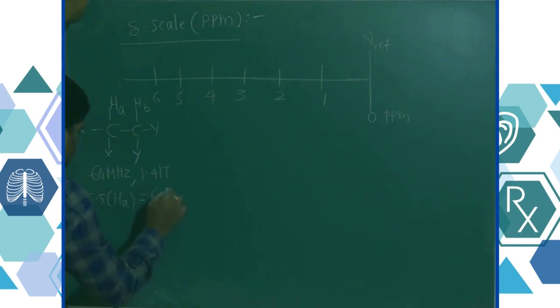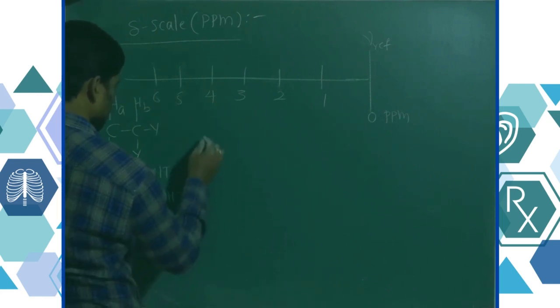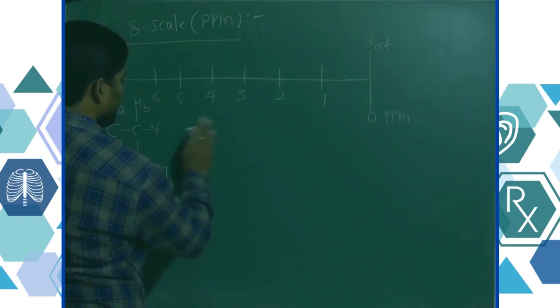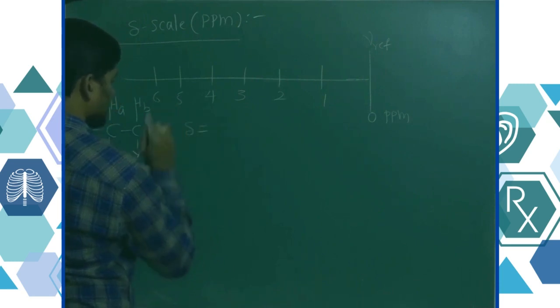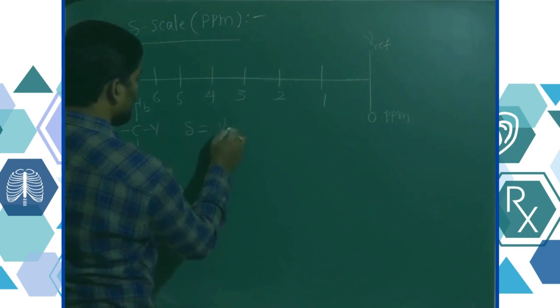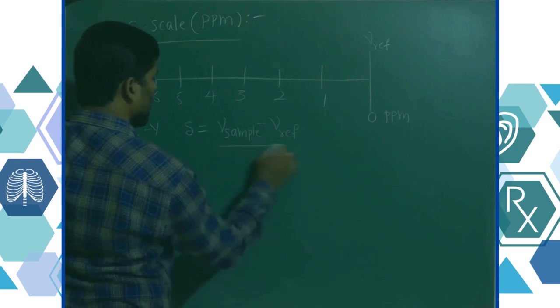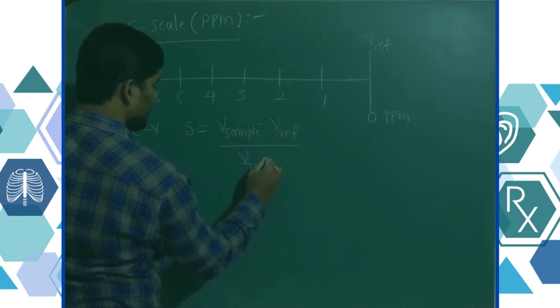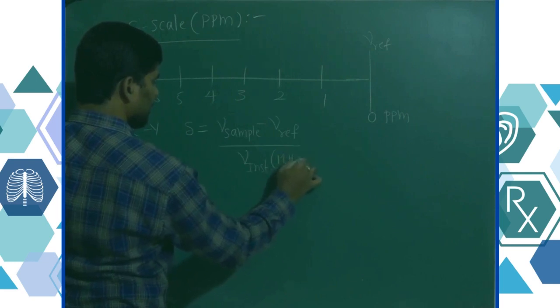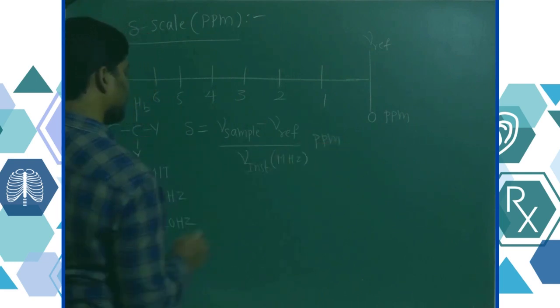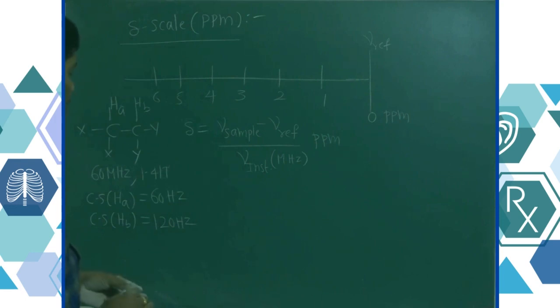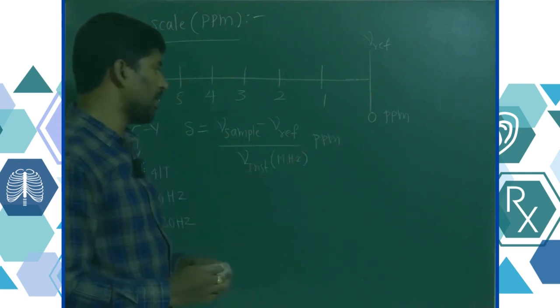Previously we considered 60 Hz for HA, and the chemical shift of HB we considered 120 Hz, in the previous case. Now, if you calculate in ppm, the chemical shift delta, the formula is: new sample minus new reference, by instrument frequency, new instrument in megahertz. Then we will get it in ppm.